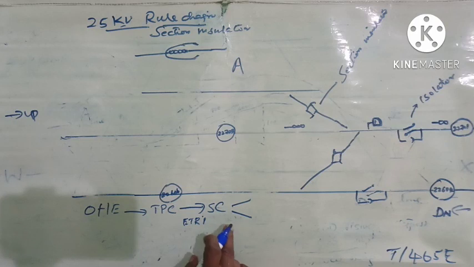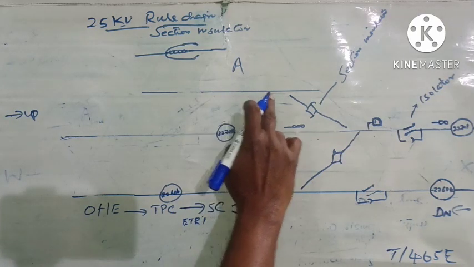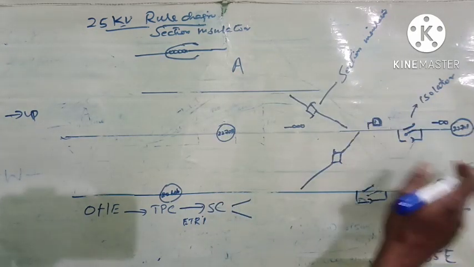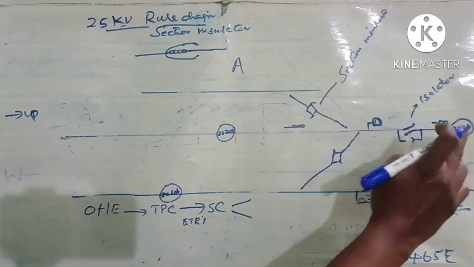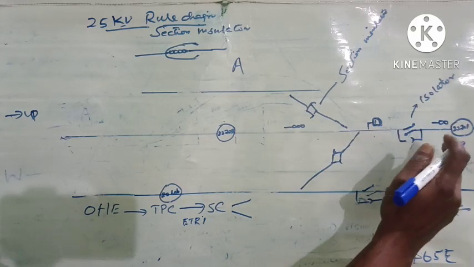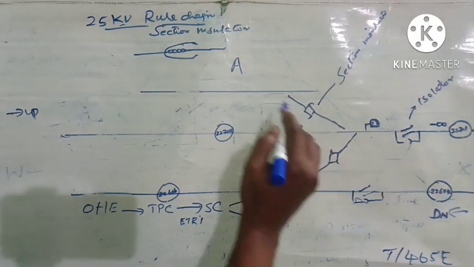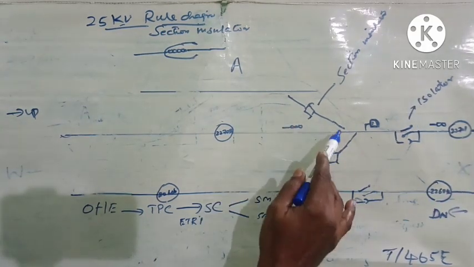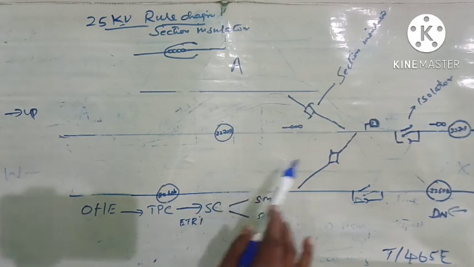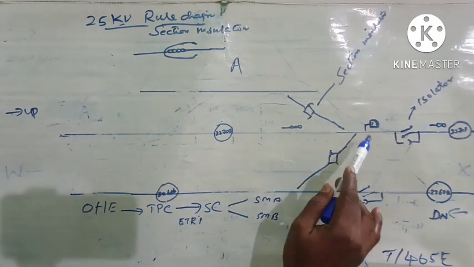Now the section controller on his part will contact the station master A and the station master B, and they will be informed that power block is going to be given in elementary section 22701. On getting this information, what the station master will do? We have already discussed all those things in the earlier videos. What are all the precautions to be taken?